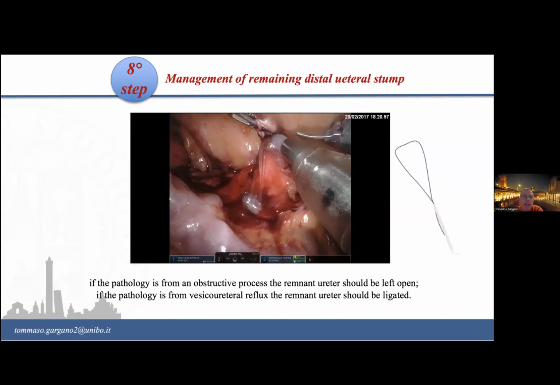If the condition is due to an obstructive process, the remnant ureteral stump should be left open. If the condition is due to vesico-ureteral reflux, as they said this morning, the remnant ureter should be ligated, in this case by an endoloop.